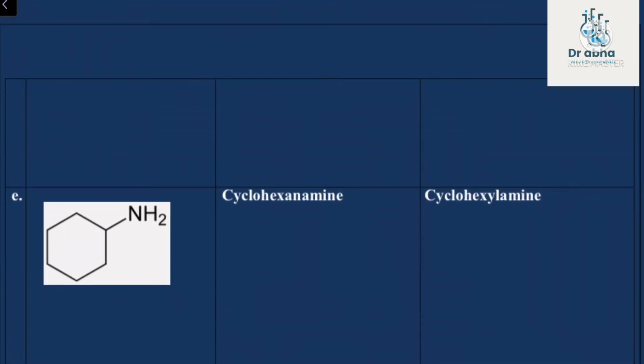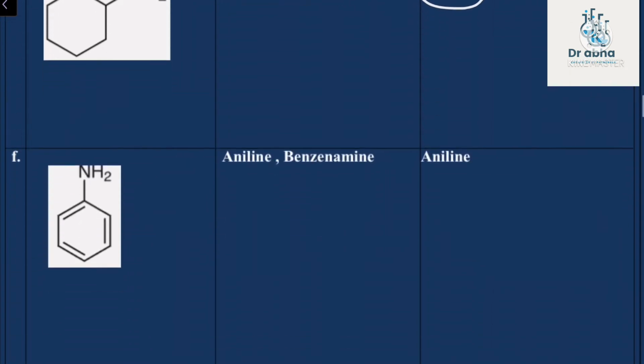Look at the structure. It's a cyclic compound. Cyclohexane has an amine, so it becomes cyclohexanamine. And a common name is going to be cyclohexylamine. The next one is benzene, so it is aniline or benzene amine. And aniline is IUPAC. Let me remind you, aniline, toluene, phenol, benzaldehyde, these are all historical names.